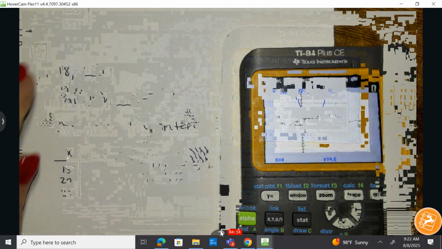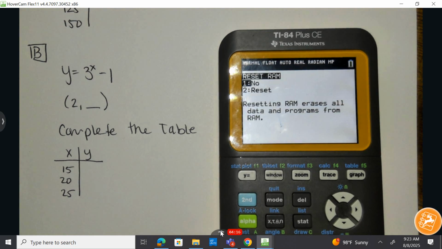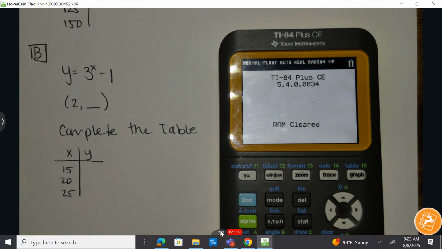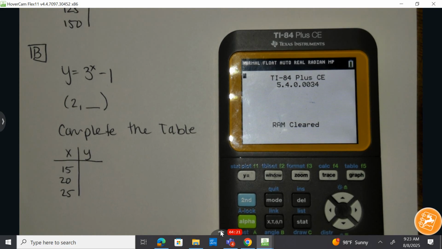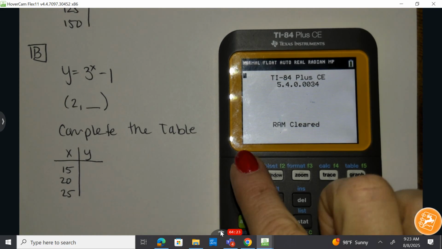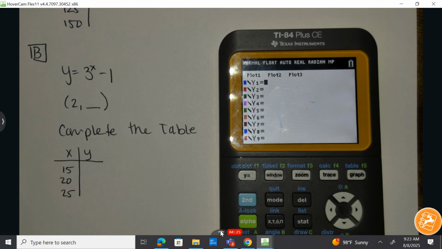I start the second example. Let's clear the RAM. At this time, we have an exponential function. So let's go up to y equals. And how might some students struggle to plug this in?